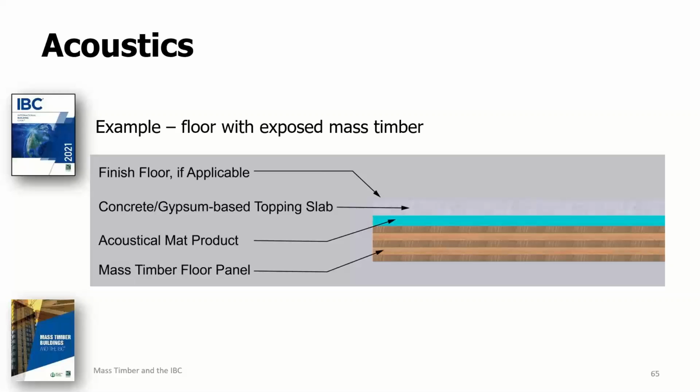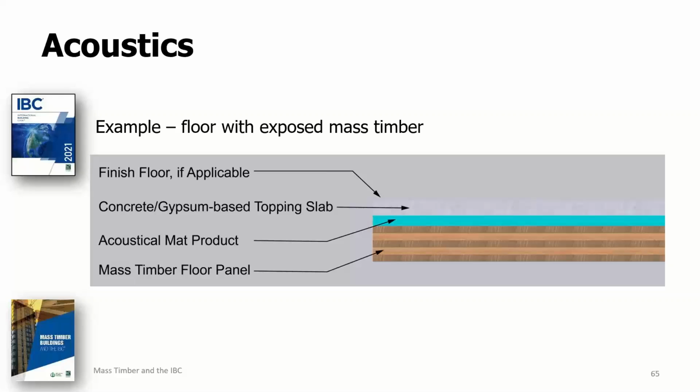All right, where the design calls for exposed mass timber on the ceiling, a common floor-ceiling assembly includes the following from top to bottom, as shown in this figure. You see a finished flooring material. Then you see concrete or gypsum-based topping, usually 1 to 3 inches thick. You have an acoustical mat or underlayment beneath that, and that's to provide that vibration break or decoupler. And then also you have the mass timber panel.